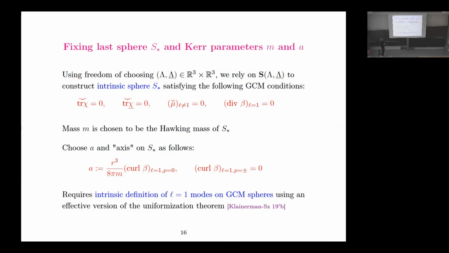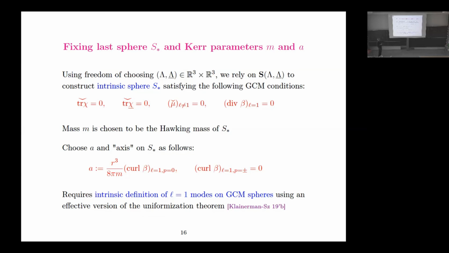Simply, you take your basis of L equal 1 modes, and you rotate it such that the projection on the non-axially symmetric L equal 1 modes vanishes on curl beta. And finally, you take the axially symmetric L equal 1 mode, in other words, cosine theta on the round sphere, to give you a definition of A, which of course is chosen so that in Kerr it agrees with the actual value of Kerr. Okay, so that's how you fix your L equal 1 modes.